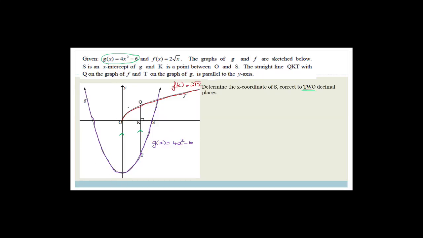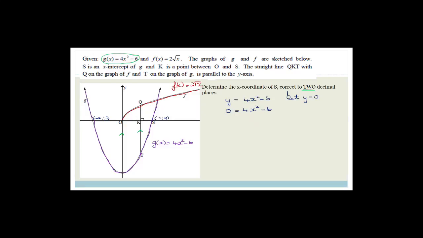We want to know where y equals naught. Do you agree? Y equals naught here. This is going to be x naught. And this is also going to be negative some random x1 naught. So we can say that y is equal to 4x squared minus 6. That's the equation we're using, but we're going to let y equal naught to find the x coordinate of S. Therefore, we've got 0 is equal to 4x squared minus 6.